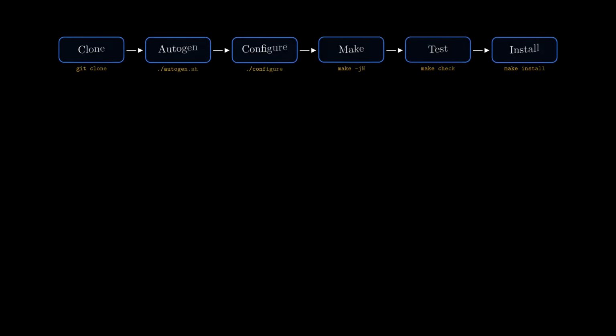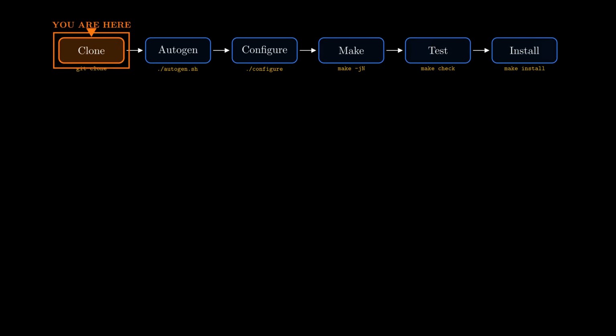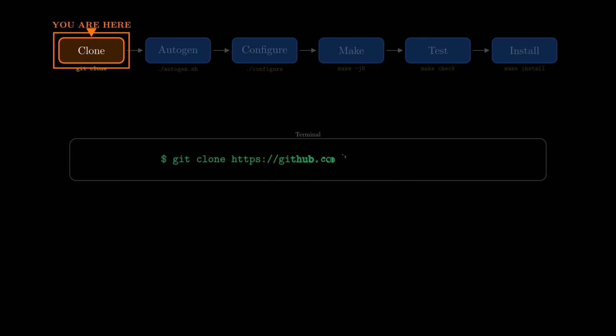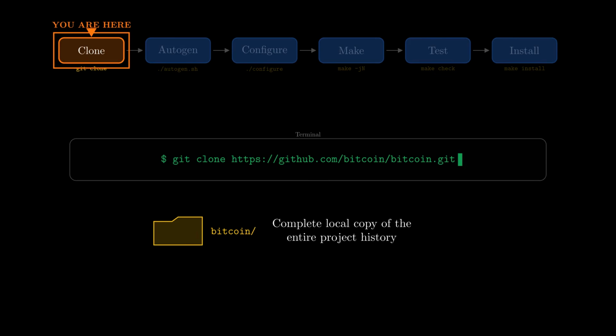Here's our 6-step pipeline: clone, autogen, configure, make, test, install. Step 1, clone. Git is a version control system that tracks every change to a code base. The command git clone, followed by Bitcoin's GitHub URL, creates a complete local copy of the entire project history on your machine. Every commit, every branch, every release, all on your hard drive.